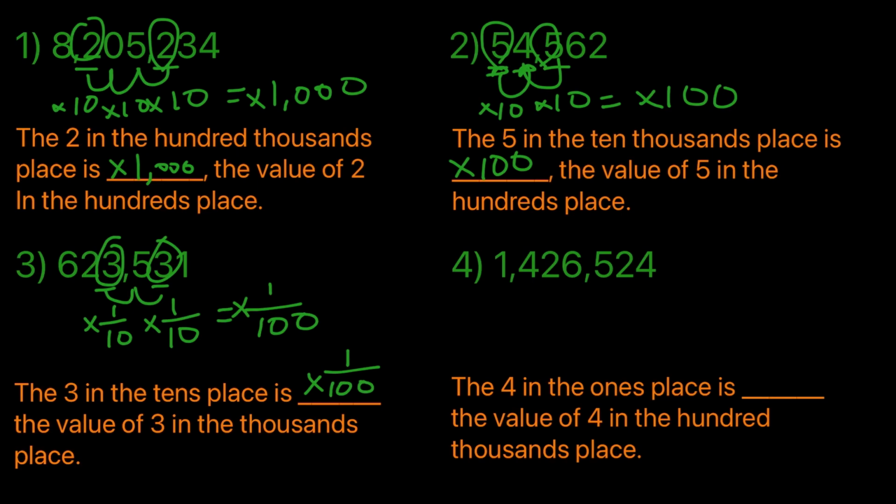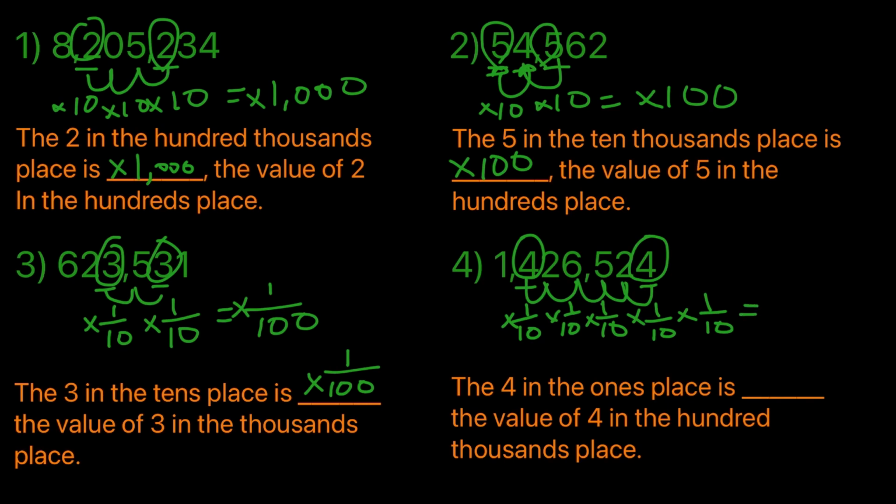And for the fourth example, the 4 in the 1's place is what times the value of 4 in the 100,000th place? So our position starts here, and we're moving toward the 4 in the 1's place. So that's 1, 2, 3, 4, 5.